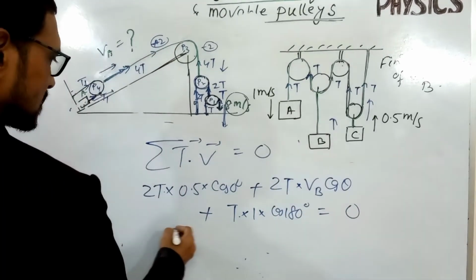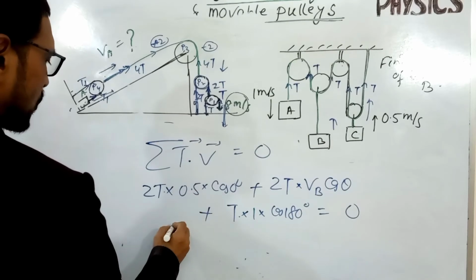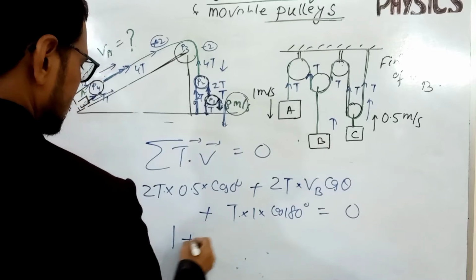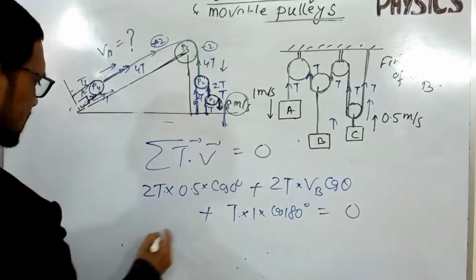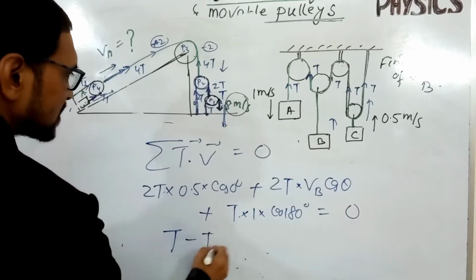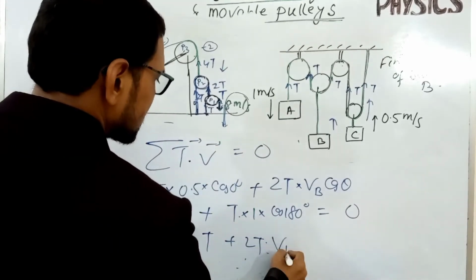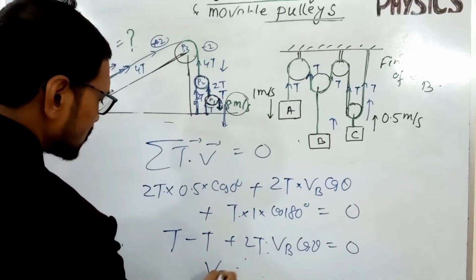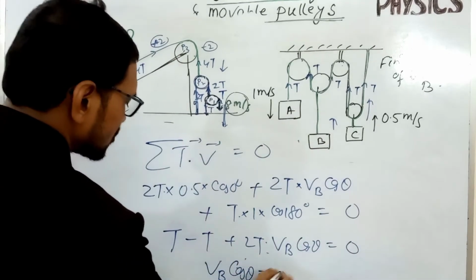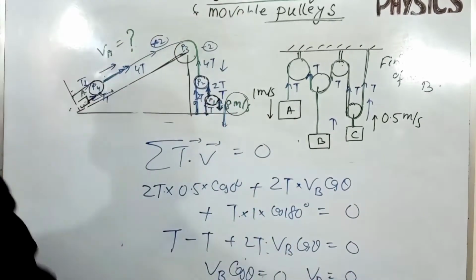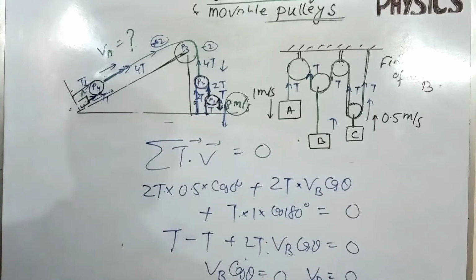Now 2 into 0.5, so this is T into 0.5 into 2, this is minus T plus 2T Vb cos theta equal to 0, that is Vb cos theta equal to 0, that is Vb equal to 0. Here Vb theta is either 180 degree or 0 degree.